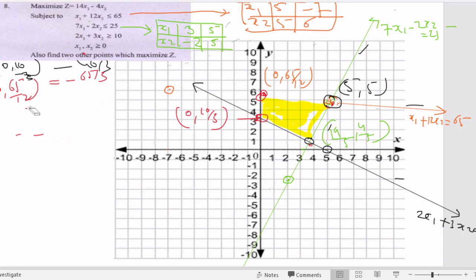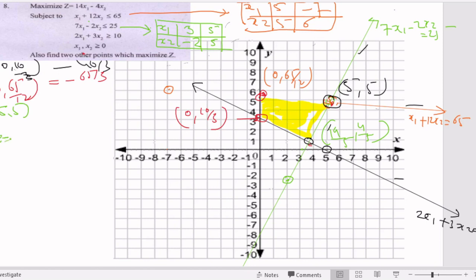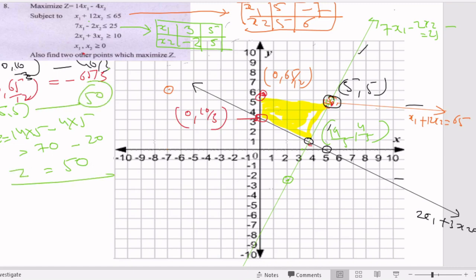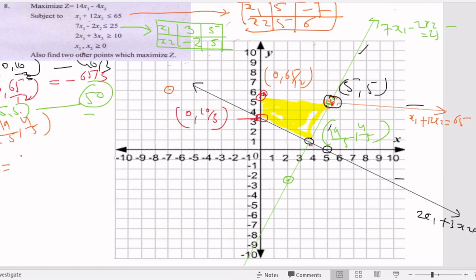Okay, now let's check at the third point. The third point says what? (5, 5). Now let's substitute at this point. 14 into 5 minus 4 into 5. 14 fives are 70, minus 20, is 50. Z is equal to 50 at this point, which is positive. Can be possible. But we need to check one more point. Which point? The fourth one, 19 by 5 and 4 by 5. Let's substitute 14.